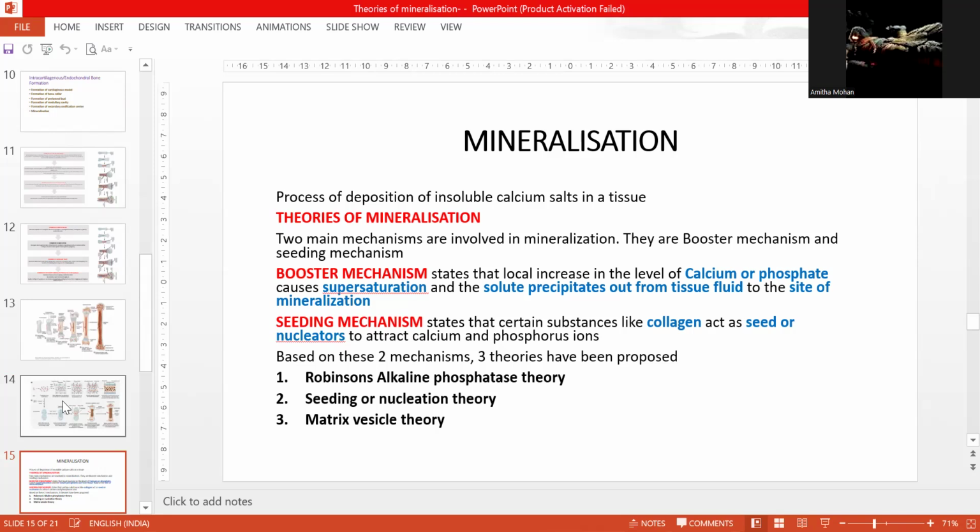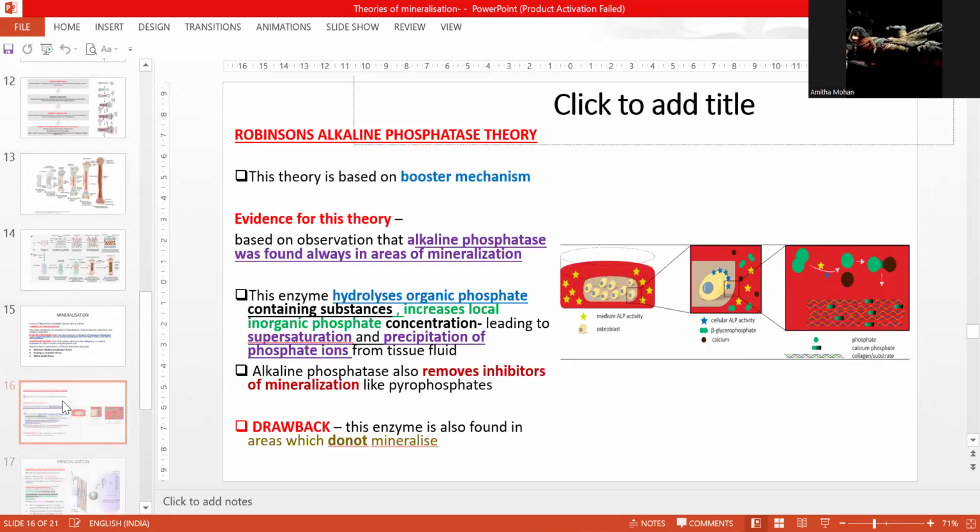The seeding mechanism states that certain substances like collagen act as seeds or nucleators to attract the calcium and phosphorus ions. So based on these two mechanisms, three theories have been proposed: Robinson's alkaline phosphatase theory, the seeding or nucleation theory, and the matrix vesicle theory.